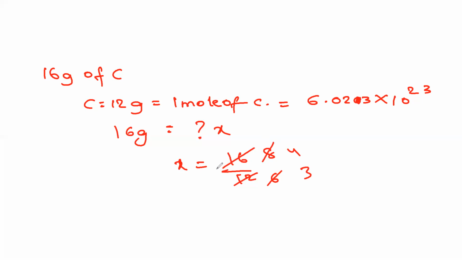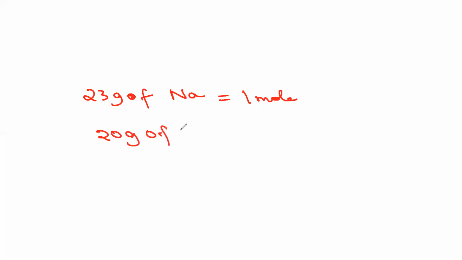Similarly, you can find 20 grams of sodium. It is less than 1 mole because 23 grams of sodium is 1 mole. I'm verifying the second option, 20 grams of sodium. So it should be less than 1 mole. That is 1 by 23 into 20, so 20 by 23, which is less than 1.